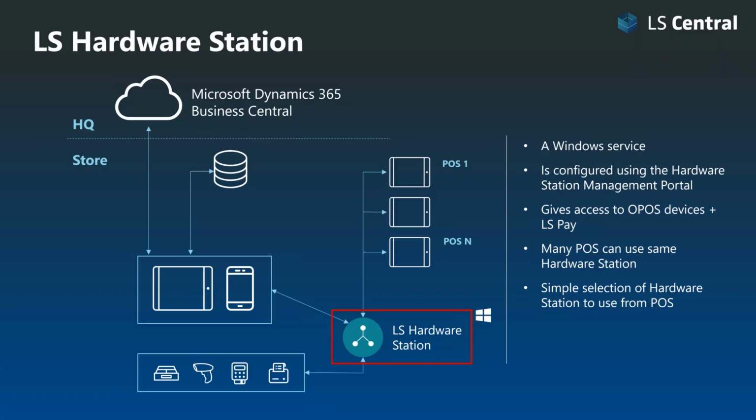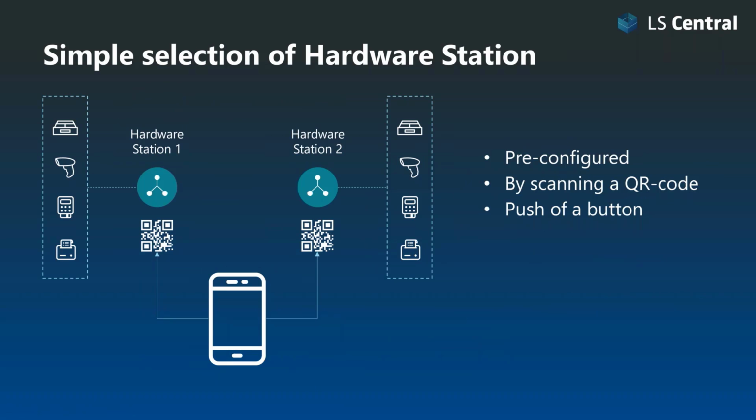Now the hardware station can share peripherals between many POS devices, which is nice and can lower investment cost and simplify setup and operations. It is also simple to select what hardware station the POS uses. That can be pre-configured in the LS Central hardware profile, where you specify that this POS will use this hardware station, or the user of the POS can simply select on the fly which hardware station they want to use at the moment by scanning a QR code that is placed next to each hardware station.